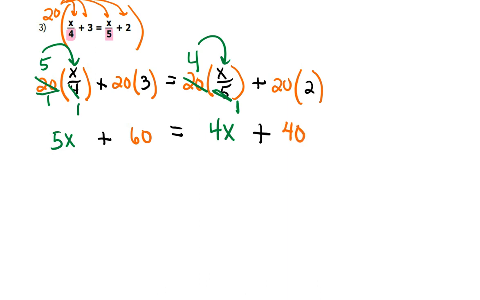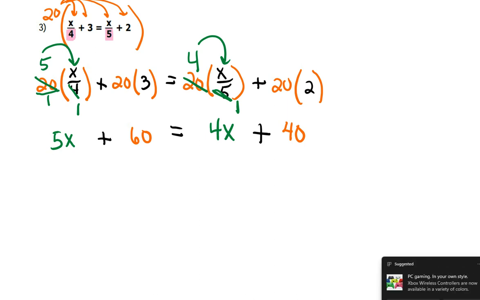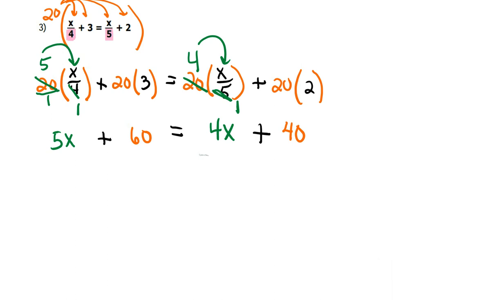And now, I got x's on both sides. I got non-x's on both sides. I am going to subtract the 4x on both sides. So it cancels out here, which means my x's will be on the left. So if my x's are on the left side of the equal sign, I do not want this 60. So I'm going to subtract 60 to cancel him out. But I'll have to subtract 60 over there.